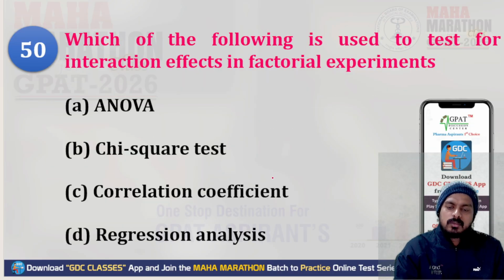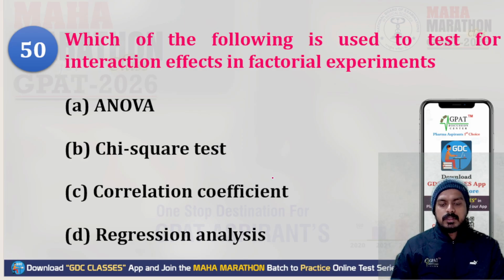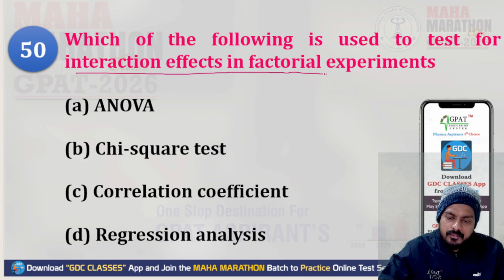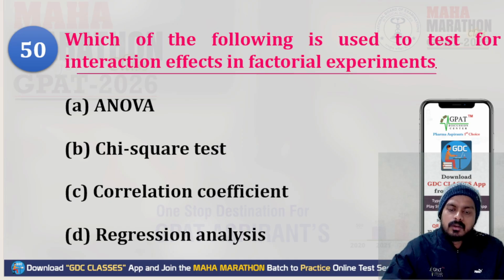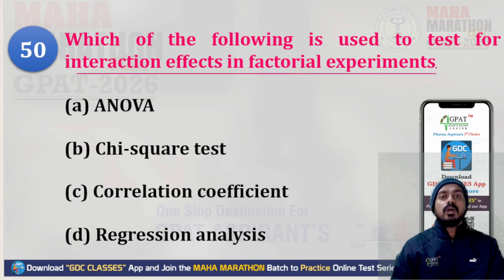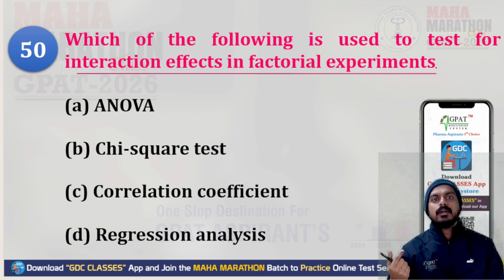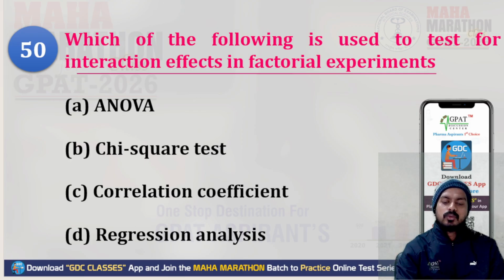Last question. Which of the following is used to test the interaction effect in a factorial experiment? ANOVA, chi-square test, correlation coefficient, or regression analysis. If you want to know the interaction effect, that means interaction between the groups, interaction between the parameters, which technique will you use? Answer this question: ANOVA, chi-square test, correlation coefficient, or regression analysis.